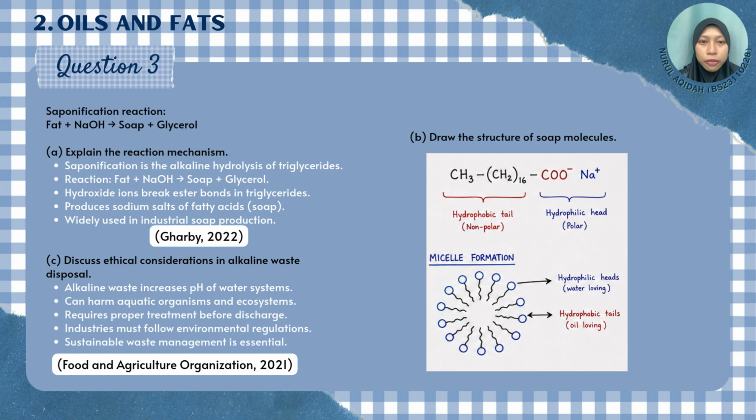Lastly, for environmental ethics. So basically, alkaline waste from soap production can harm aquatic life if not treated properly. As you can see, industries must treat this waste and follow environmental regulations.